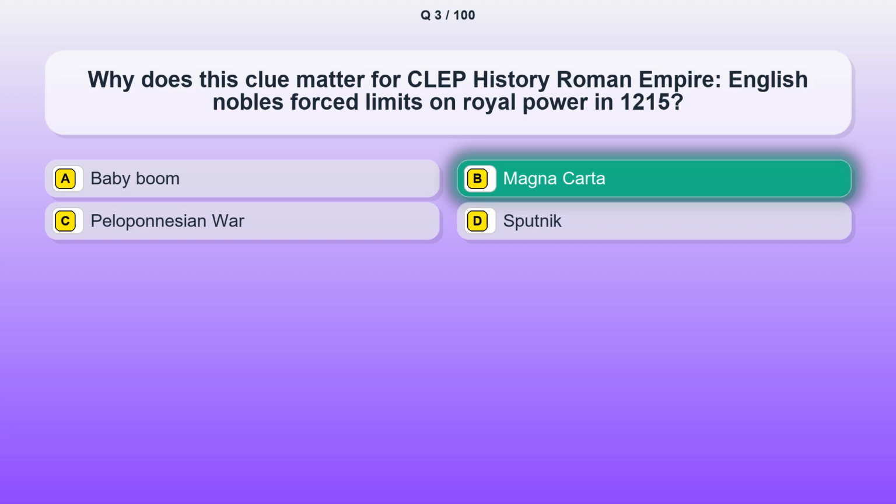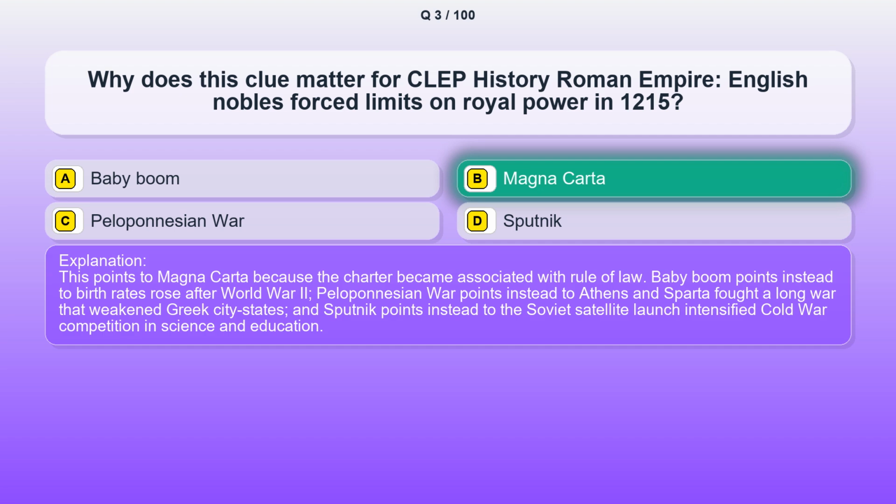The correct answer is option B. Magna Carta. This points to Magna Carta because the charter became associated with rule of law. Baby boom points instead to birth rates rising after World War II. Peloponnesian War points instead to Athens and Sparta fighting a long war that weakened Greek city-states. And Sputnik points instead to the Soviet satellite launch intensifying Cold War competition in science and education.